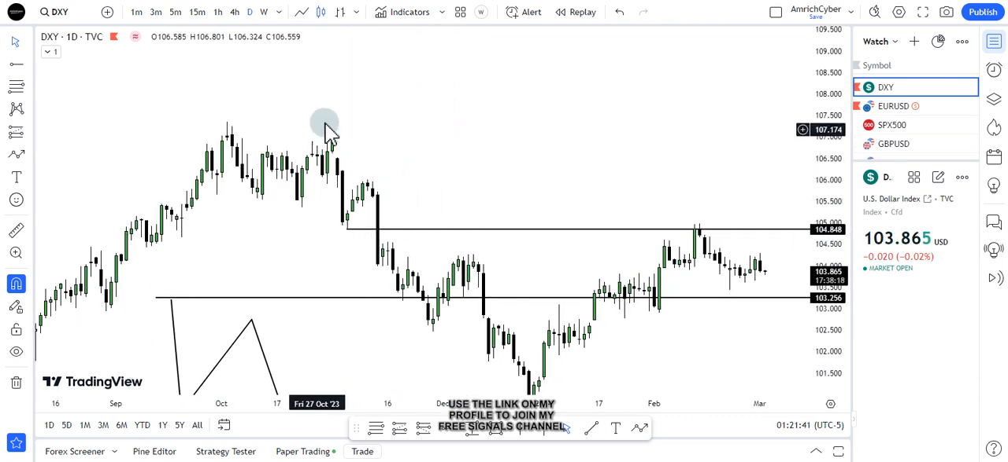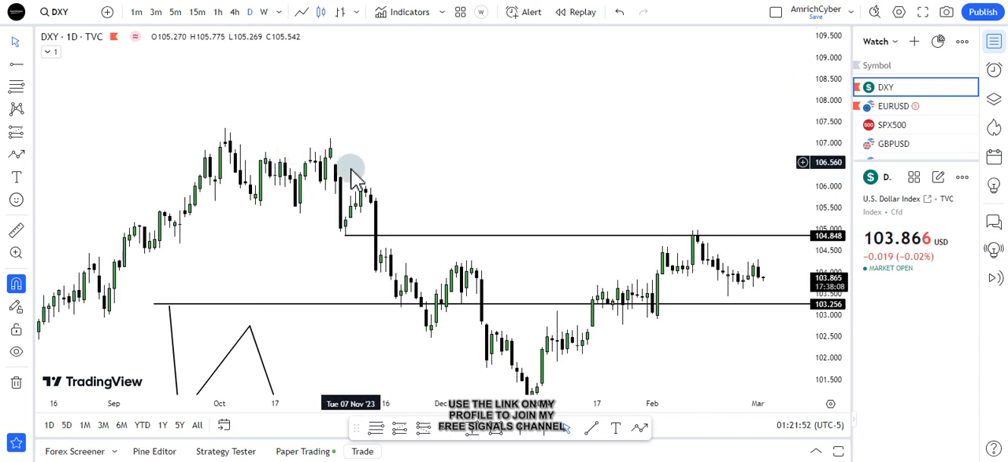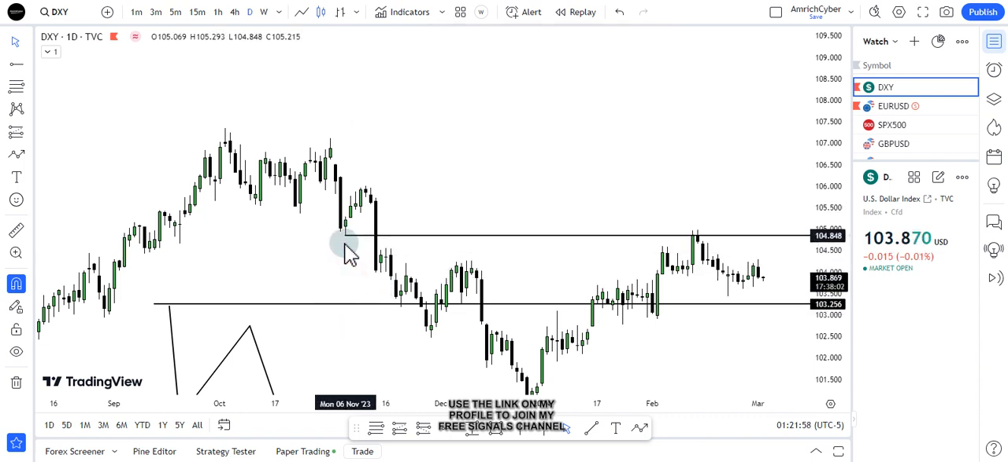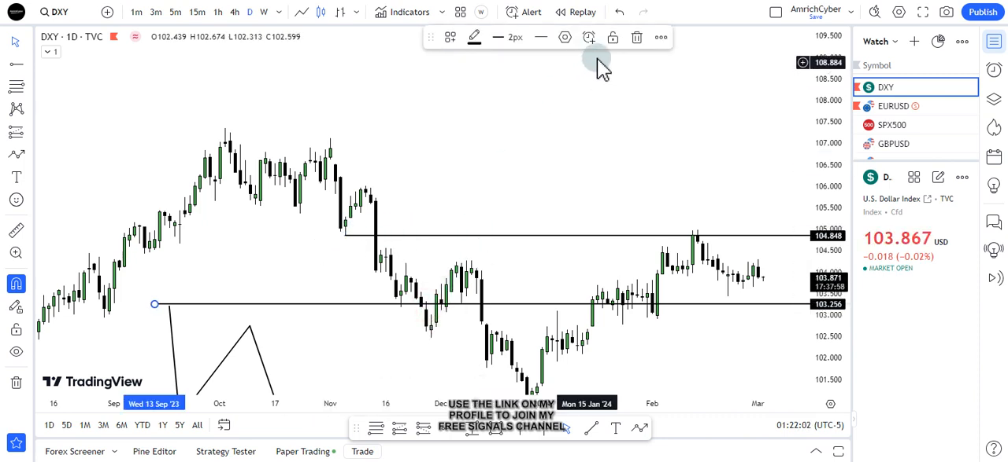So price created a high here, created a low here, price traded up, but they couldn't reach for the buy stops above the swing high here, and then it breaks the low. So this low here becomes the mitigation block. You can expect price movement when price returns to that level.